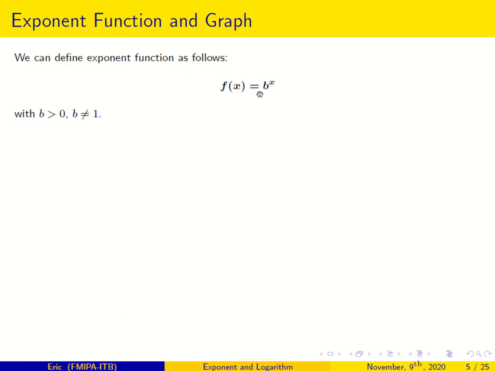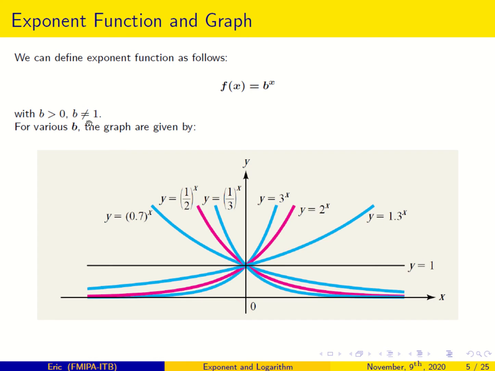So if I have f(x) equals b to the x, b is what we usually call the base of the exponential function b to the x. When b is greater than 0 and b is not 1, you have the graph like this. When b is 1, it is this, but we are not talking about that. For further discussion, we will just talk about when b is positive and not 1.